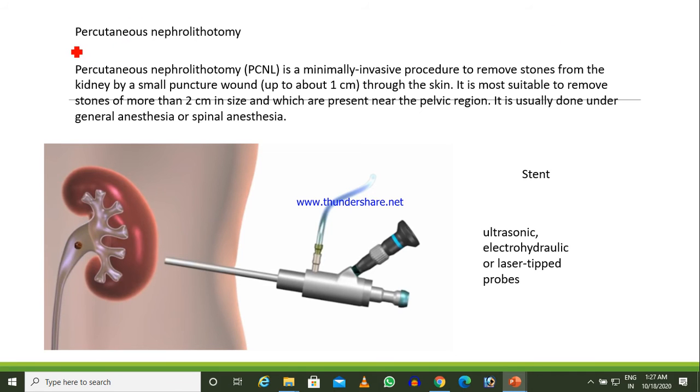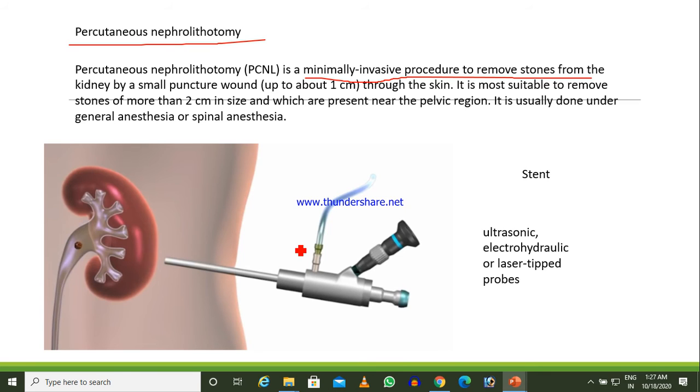The third technique is called percutaneous nephrolithotomy. It is a semi-invasive or minimally invasive procedure to remove the stone from the kidney by making a small puncture wound of about 1 centimeter in the back. This is most suitable to remove stones of more than 2 centimeters in size, which are near the pelvic region.